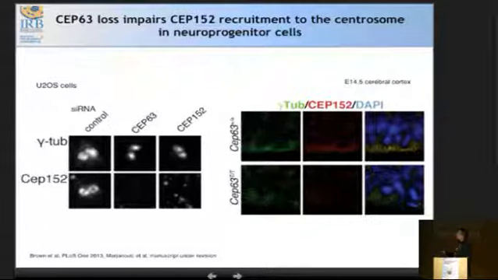So we looked in the brain, so again, looking in the cortex, and the centrosomes are clustered along the apical membrane, so you can see very strong gamma tubulin staining here. In the wild types, you can see, again, CEP152. In our mutants, we can't detect CEP152 localizing to the centrosome. Again, we can IP the same amounts of protein, so this is a localization defect.